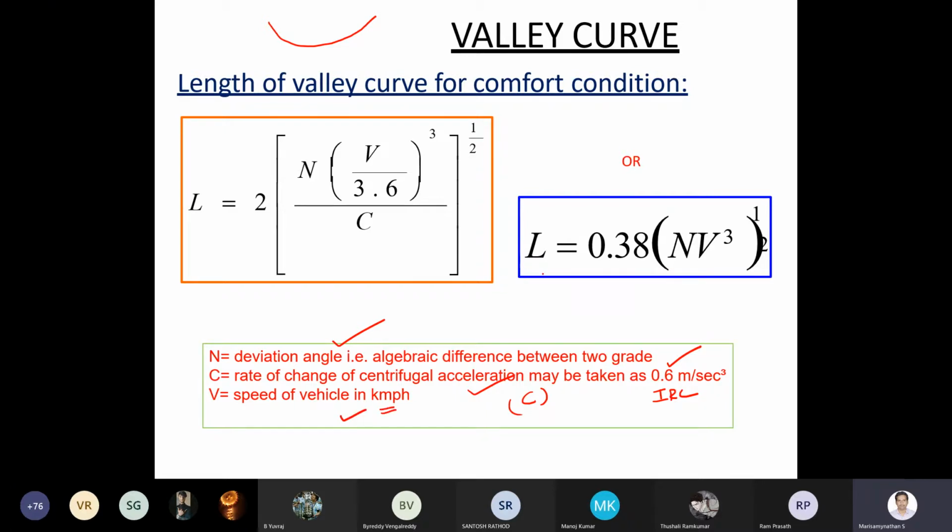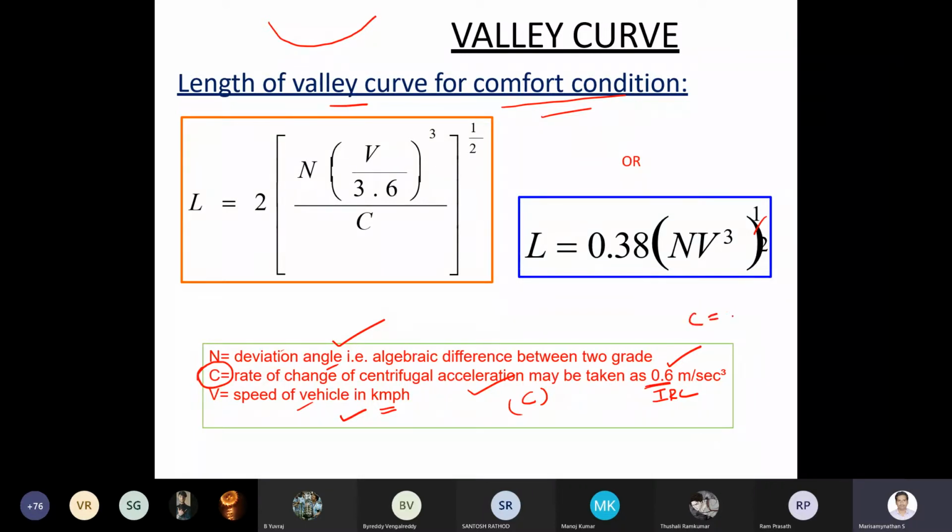V is nothing but the speed of the vehicle in kilometer per hour. So when you are trying to apply it, the equation is 0.38 N V cubed, the whole power 1 by 2. This is the equation for the length of the valley curve by considering the comfort condition of the driver, which ultimately depends upon the deviation angle, rate of change of centrifugal acceleration and speed of the vehicle.